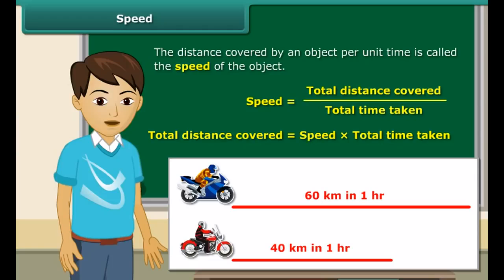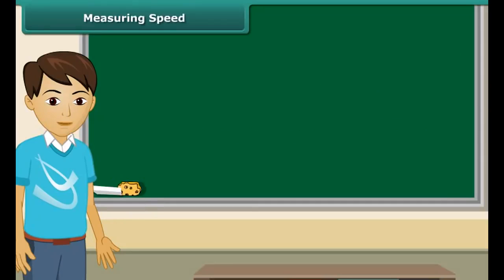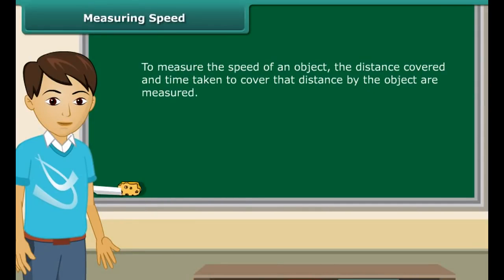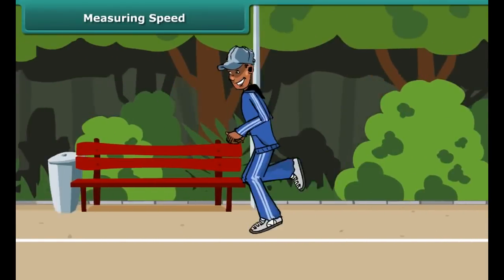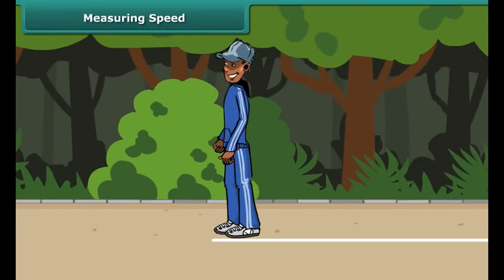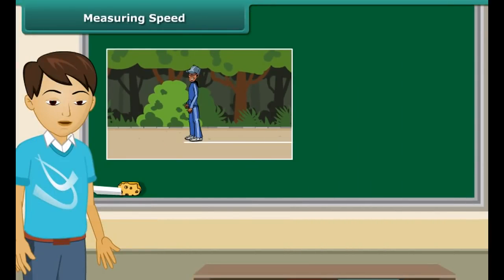Suppose your brother claims that his motorbike is faster than his friend's. His friend denies. You know that your brother's motorbike covers a distance of 60 kilometers in an hour, whereas his friend's bike covers 40 kilometers in 1 hour. Let us now check the claims of your brother and his friend. The speed of your brother's bike is 60 km per hour and that of his friend's bike is 40 km per hour. Your brother's bike is certainly faster than his friend's because its speed is greater.